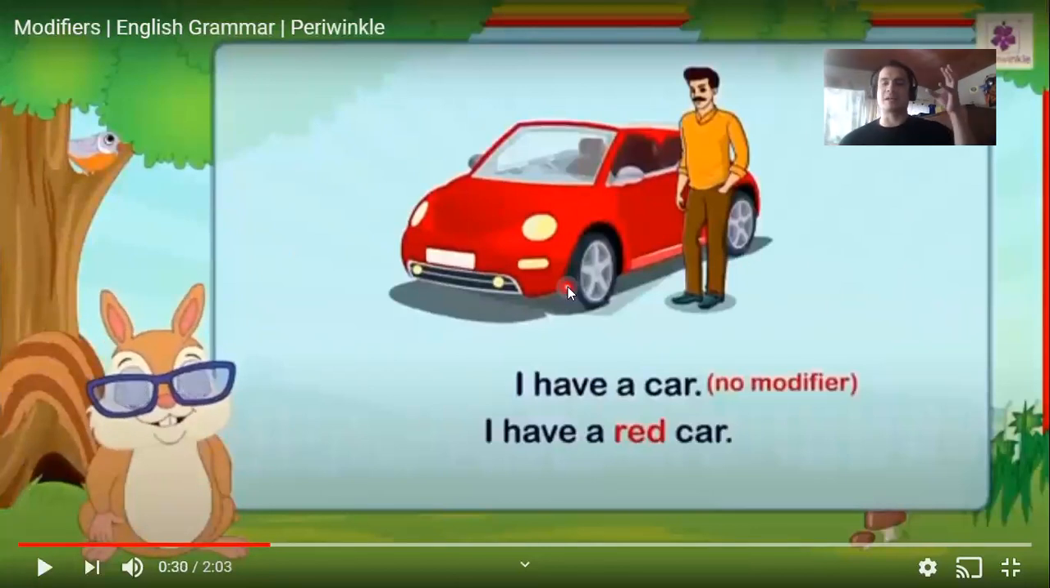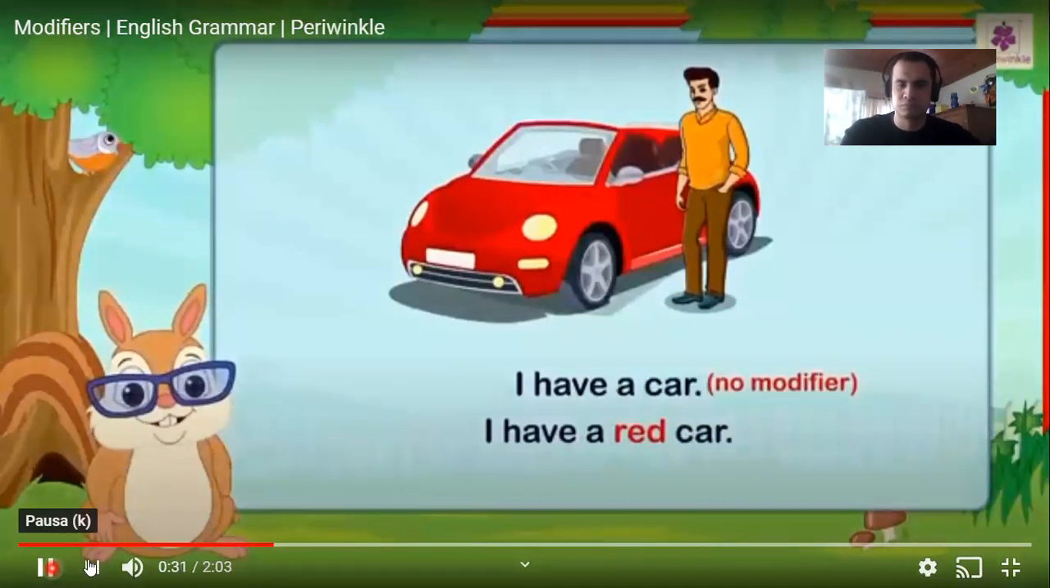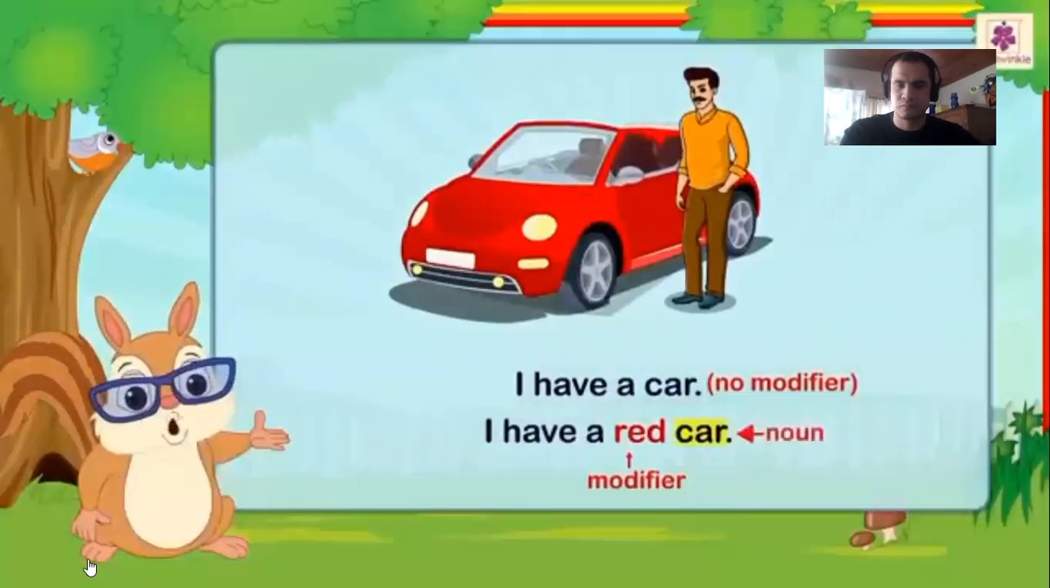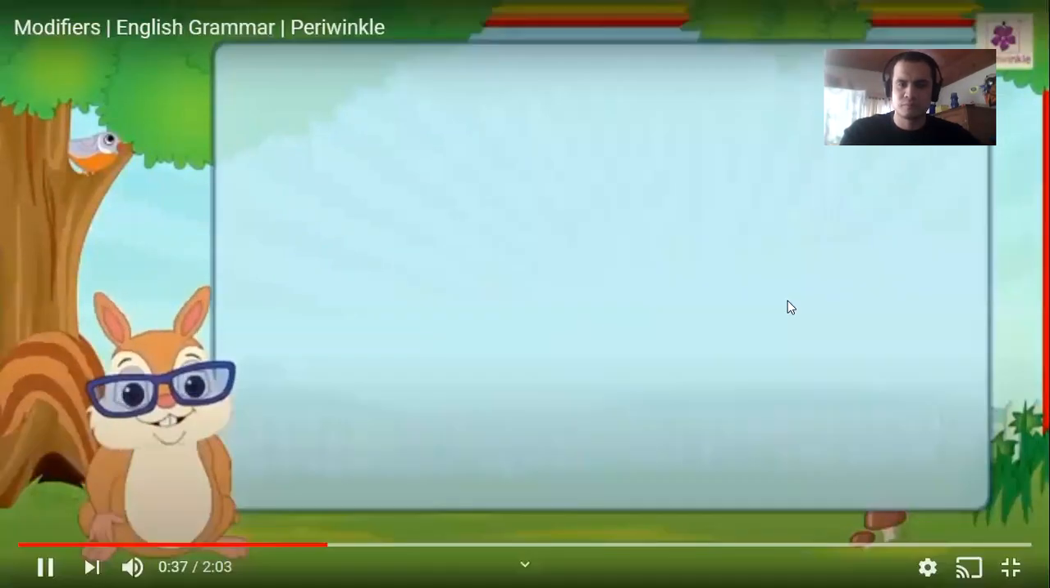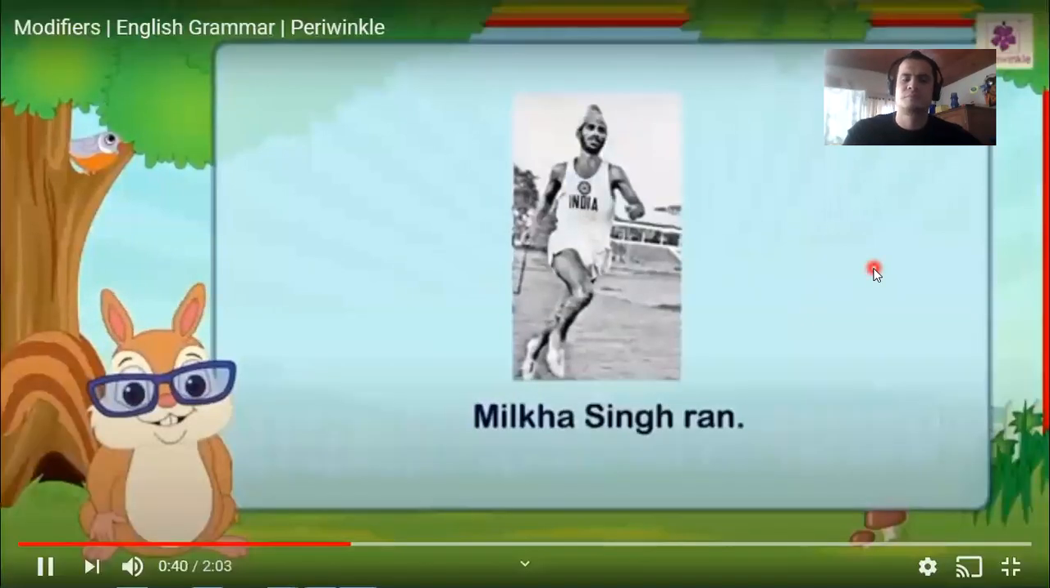It's a simple example when you're talking about a modifier. Look at this and the difference between them. I have a car. It's not a modifier. It's a simple sentence. But you can say that I have a red car, right? A red car. The modifier is red. En ese caso, el modificador es un adjetivo. It's an adjective modifier, right? And the second part. Modifier: red is modifying the noun car. Milkha Singh ran. No modifier.